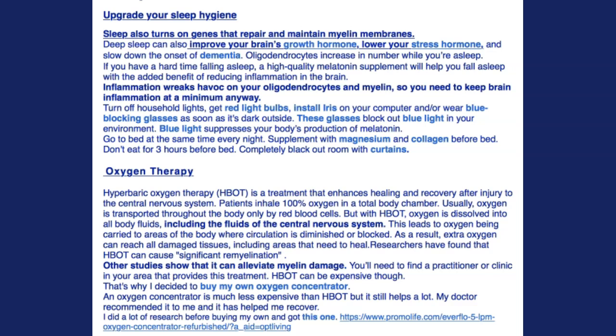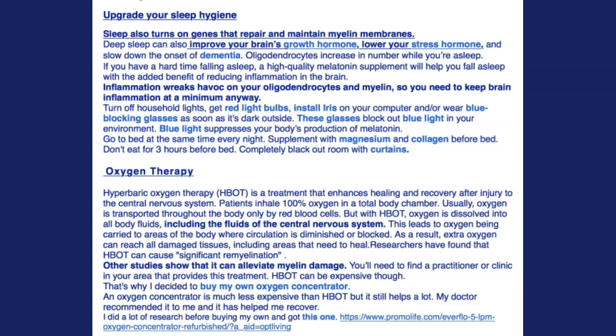Oxygen therapy. Hyperbaric oxygen therapy is a treatment that enhances healing and recovery after injury to the central nervous system. Patients inhale 100% oxygen in a total body chamber. Usually, oxygen is transported throughout the body only by red blood cells. But with HBOT, oxygen is dissolved into all body fluids, including the fluids of the central nervous system. This leads to oxygen being carried to areas of the body where circulation is diminished or blocked. As a result, extra oxygen can reach all damaged tissues, including areas that need to heal.